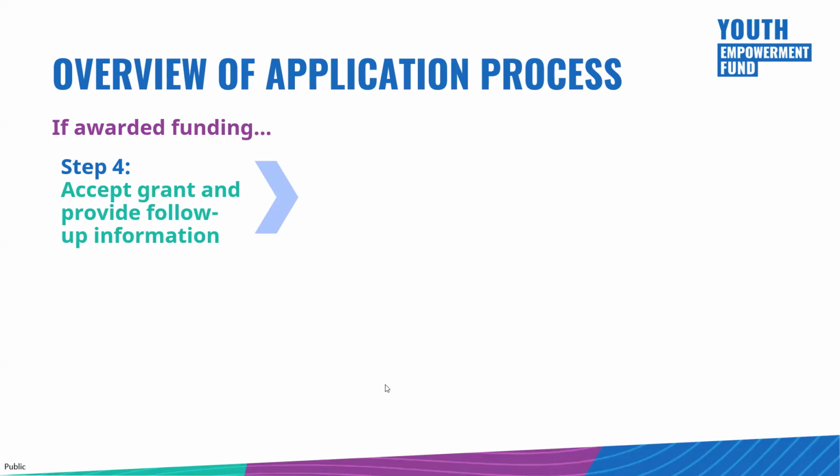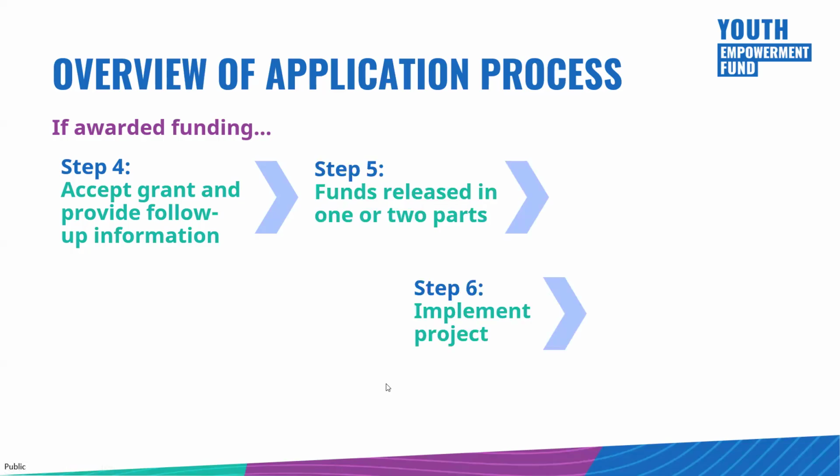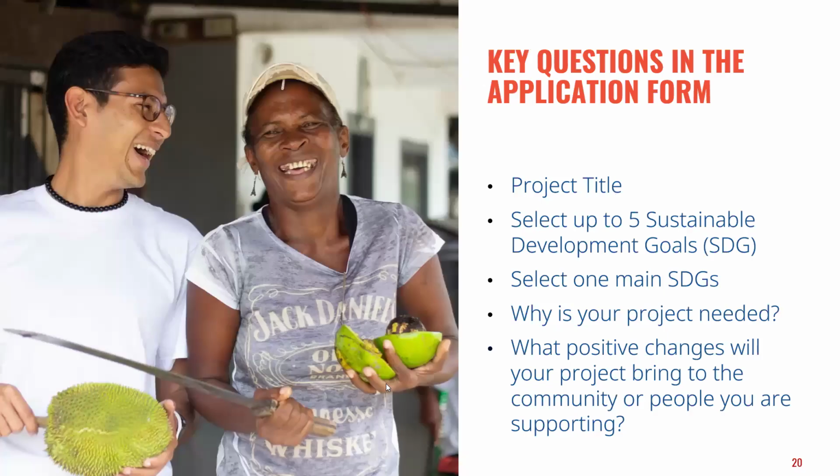Okay, so let's go to the next slide, which is our key questions in the application form. Okay, so if you have not seen our application form yet, these are the few things that you will need to provide. First, a short and catchy project title. Then select up to 5 sustainable development goals, the relevant sustainable goals that your project addresses, including one main SDG that best represents your project.